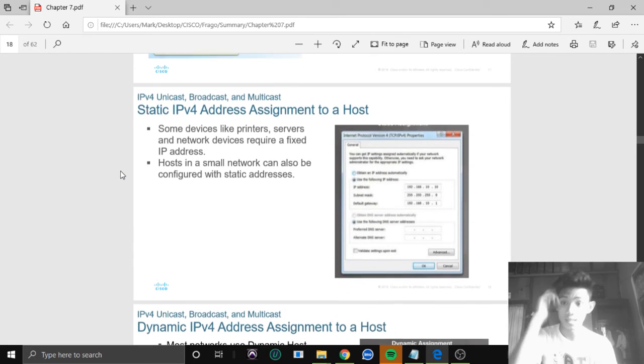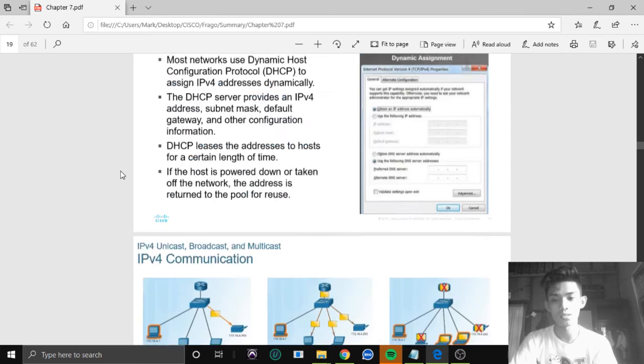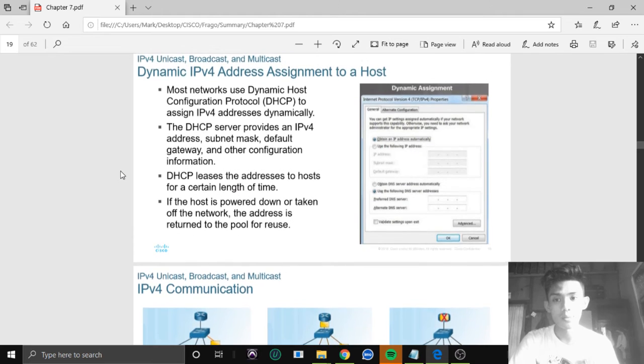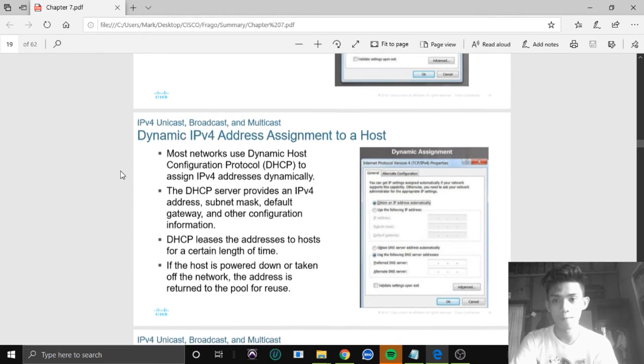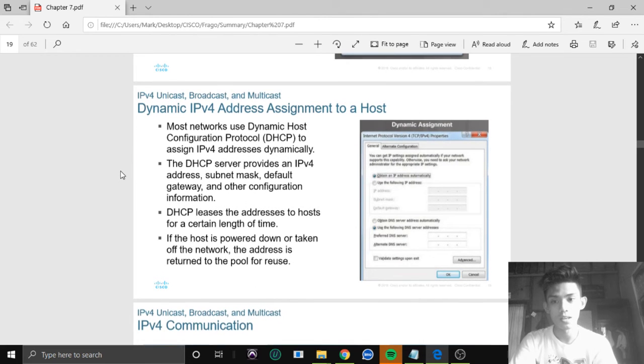So, the static IPv4 address assignment to a host. Some devices like printers, servers, and network devices require a fixed IP address. So it is very necessary that we have a fixed IP address on each device like printers.